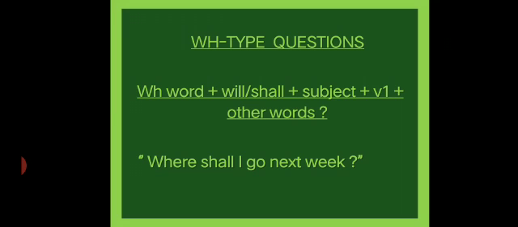Now, WH type questions. You know better WH type questions. What, when, where. Okay, then the sentence structure will be WH word plus will or shall plus subject plus verb in base form plus other words if any. Then at the end of the sentence, question mark. Okay, for example, where shall I go next week? What are you doing this Monday?